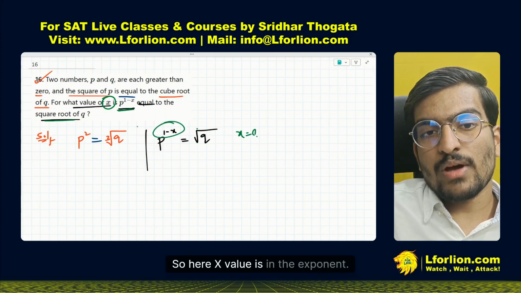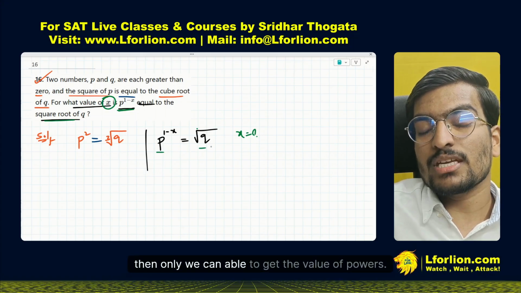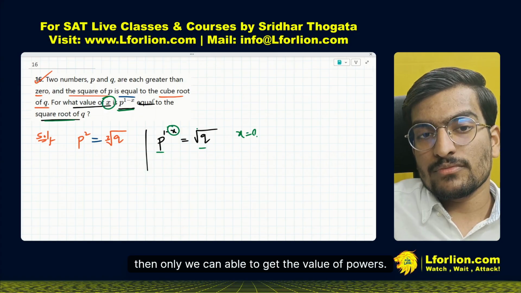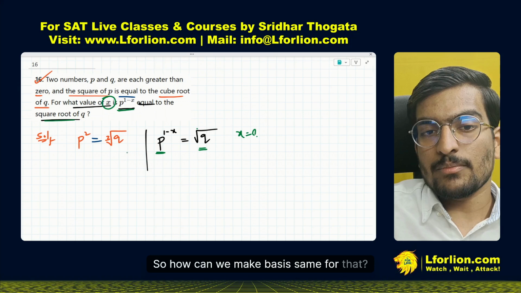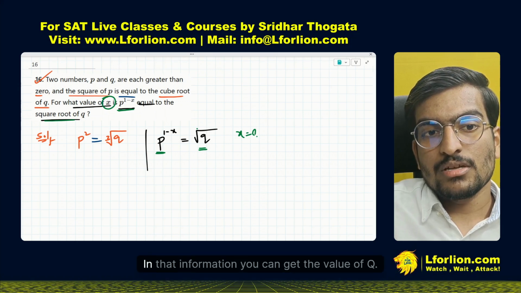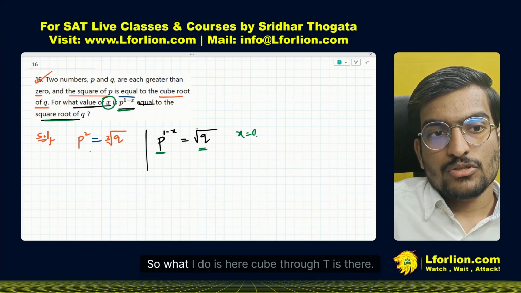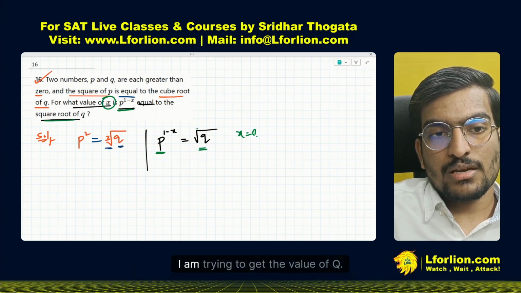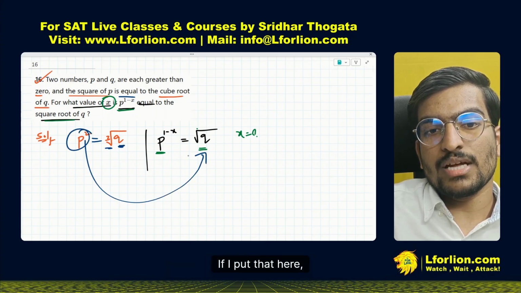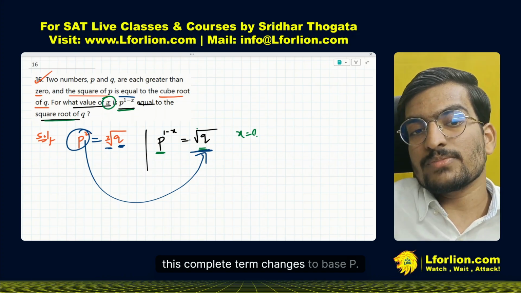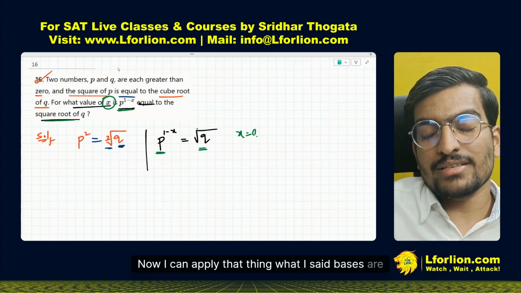Here the x value is in the exponent. Then we have to apply the same thing: if bases are equal, then only we are able to get the value of powers. Bases are equal, equate powers. So how can we make the bases the same? For that, they gave some other information here. From that information, you can get the value of q easily. Here the cube root is there. I'm trying to get the value of q. Why? If I get the value of q in terms of p and put that here, this complete term changes to base p. Now I can apply that thing I said: bases are equal, equate powers.